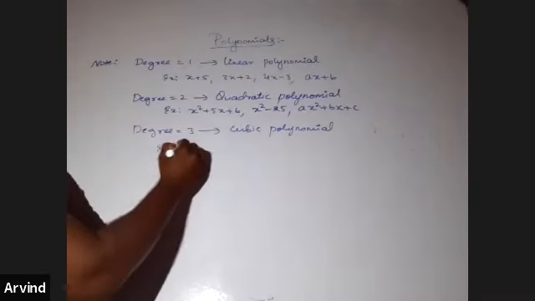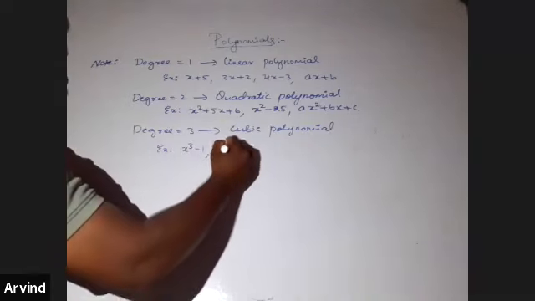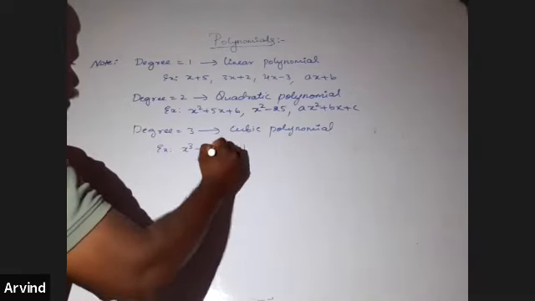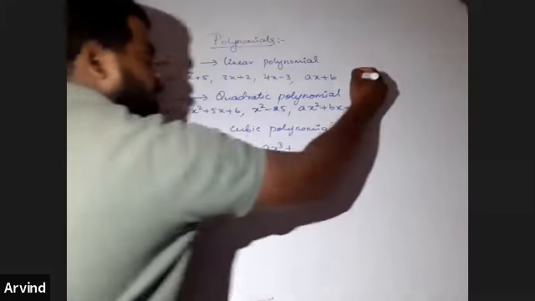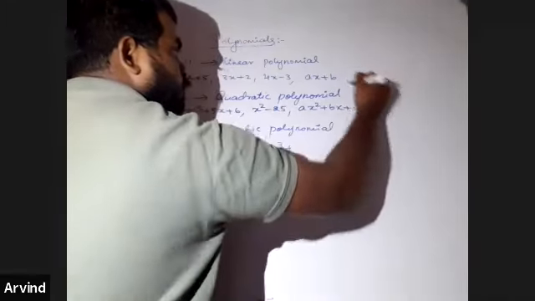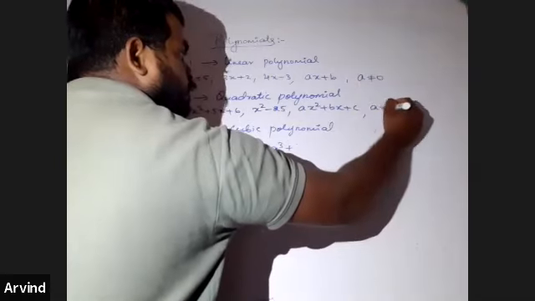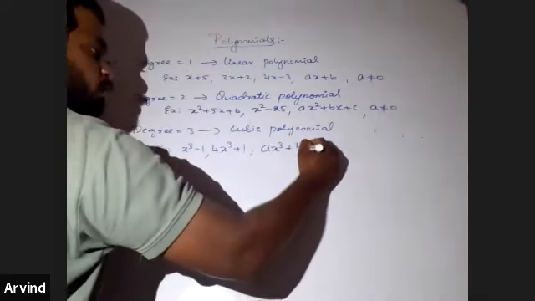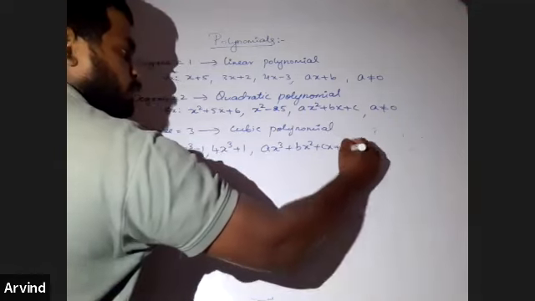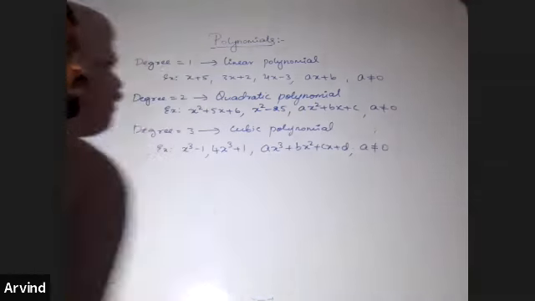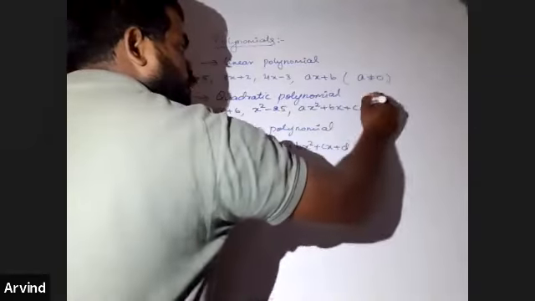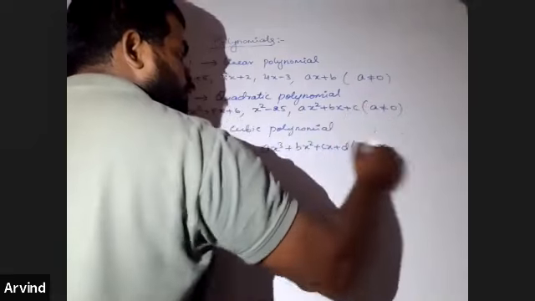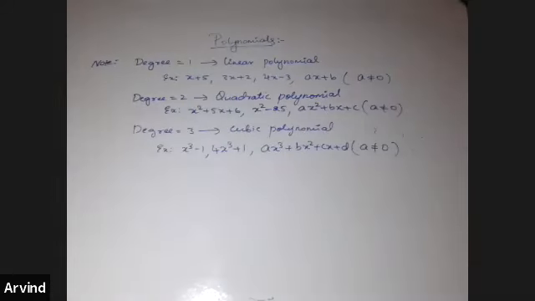Let's see some examples. x cube minus 1, x cube plus 1, and the general form ax cube, where a is not equal to 0. Here also a is not equal to 0. Even here you will get the same thing, bx square plus cx plus d. You can write it in brackets, a is not equal to 0. Don't put a comma, it will give a different meaning.